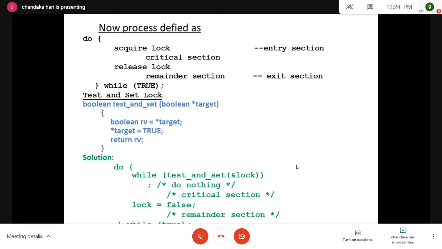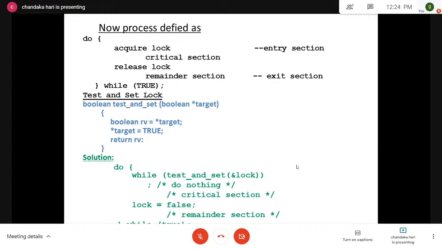Now, how do you test and set the lock? That value is either true or false. I'm defining a Boolean test and set function like this. It takes a target, and the target's value is returned as the answer. If any process wants to enter the critical section, first of all, it executes the function test and set.